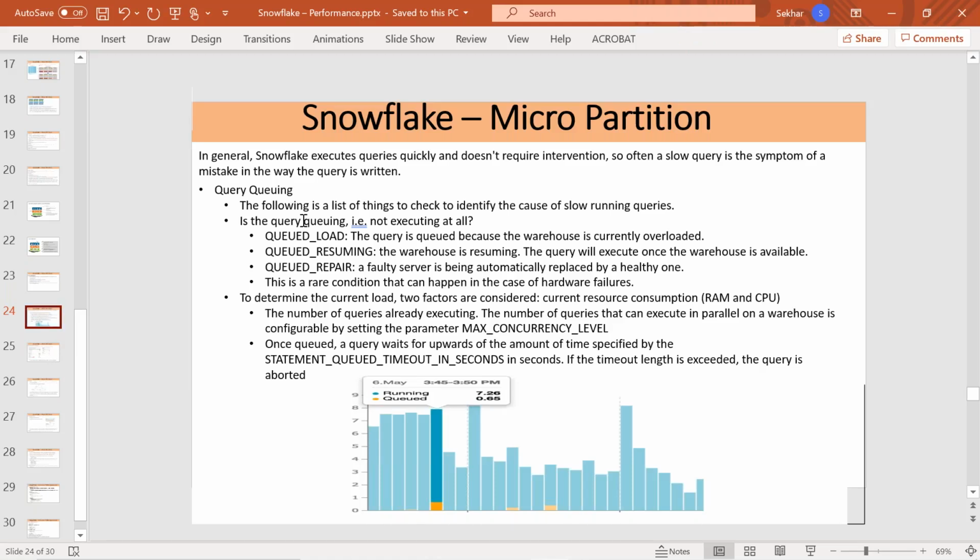Query queuing, we have already looked at it, right? Warehouse monitor, and then go look at it. This we have already looked at.